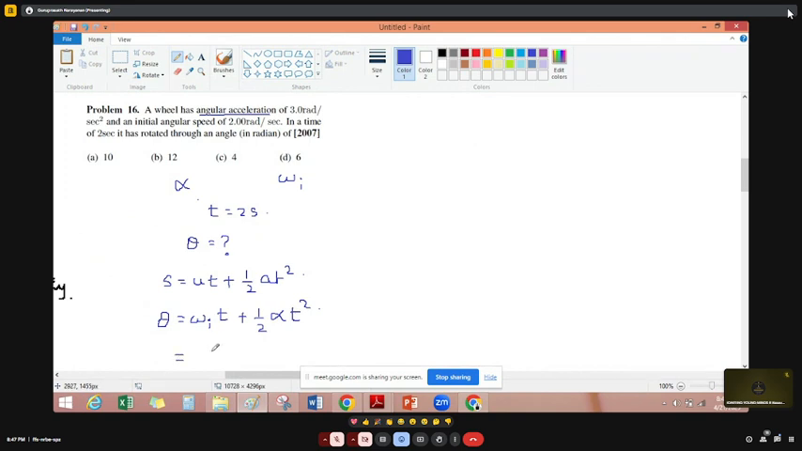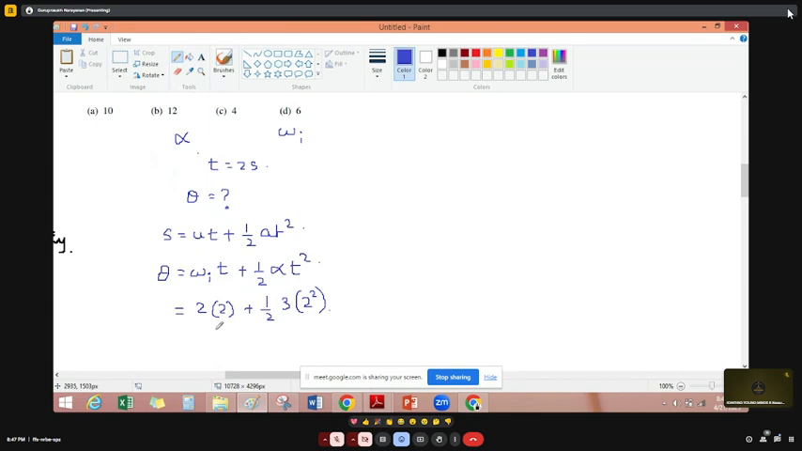So omega initial is 2 radians per second. Time taken is 2 seconds. Half, angular acceleration is 3, 2 square. Simplify this, you'll get the answer. Any answer? 2 cancels, so 3 into 2, 6, 6 plus 4, 10.